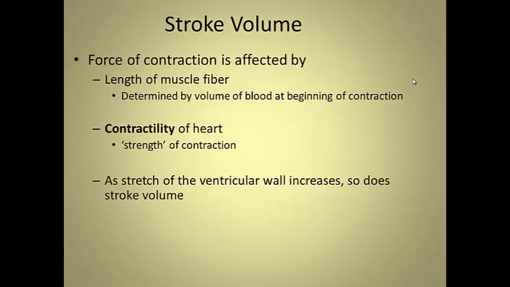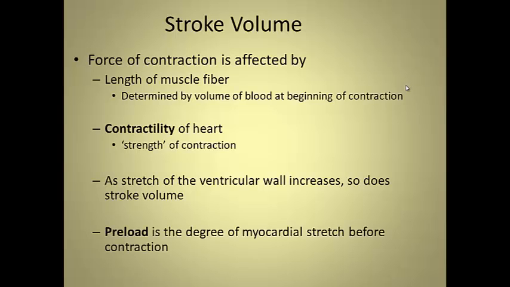So as the myocardium in the ventricle stretches, stroke volume increases. The more blood you put in there, the stronger the contraction will be. And the term for this is preload. Preload, so the degree of myocardial stretch before contraction. Preload is the end diastolic volume. How much blood have we unloaded into the ventricle before it starts contracting?